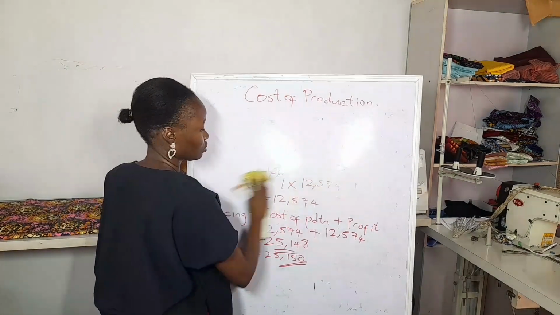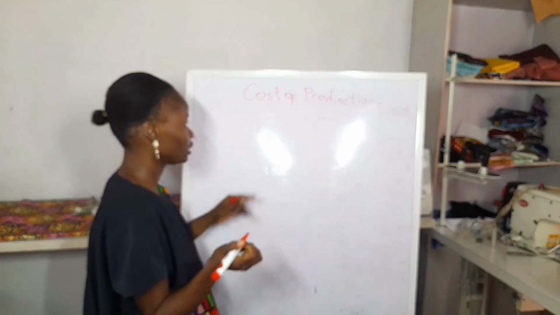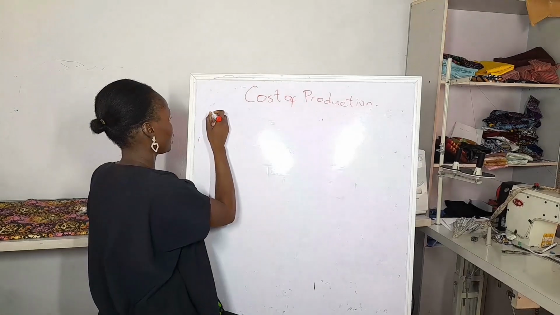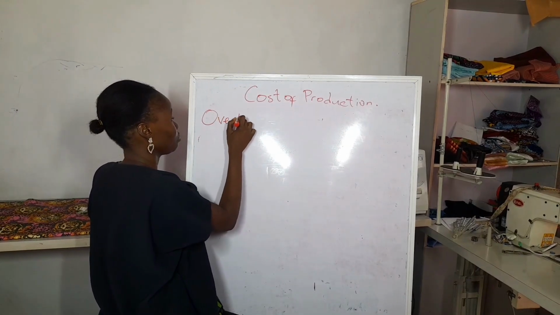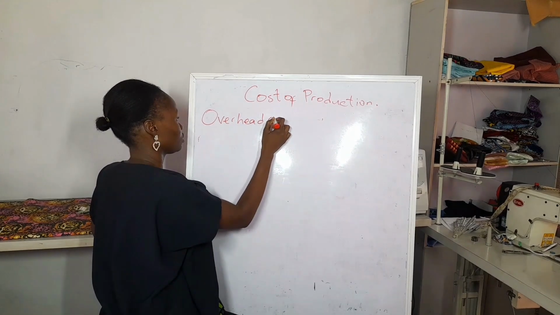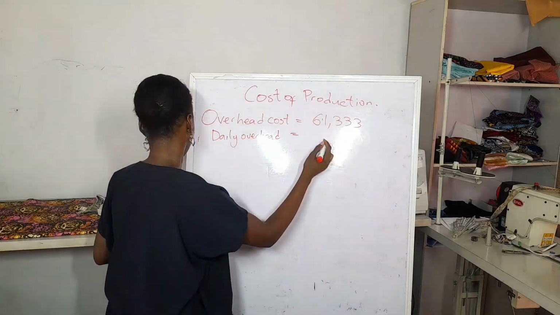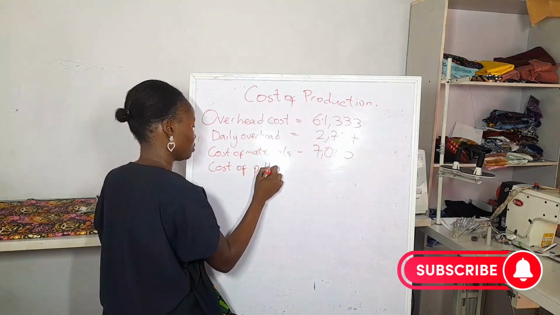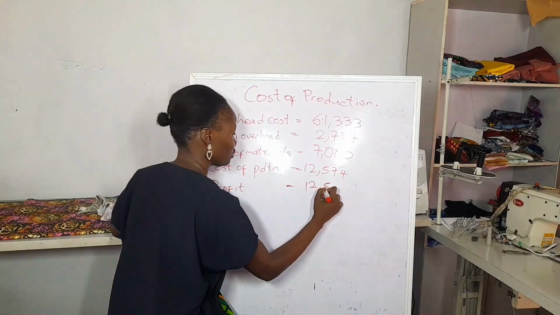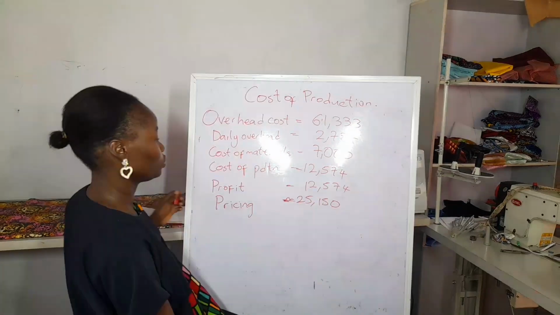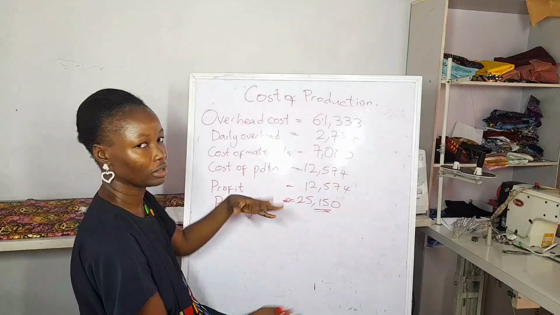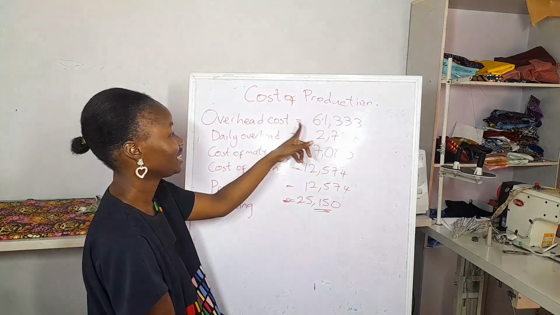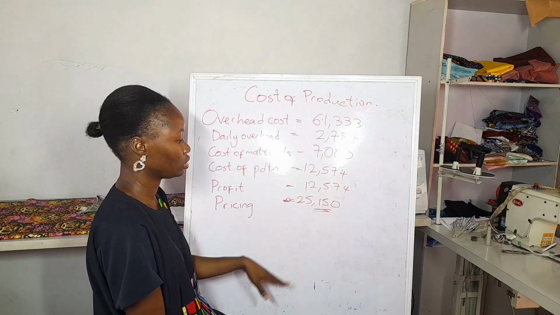So from all what we've calculated now, you've seen our price. So let me write all our calculations now. Our first calculation was what? Our overhead costs, which is the monthly overhead costs. This was all the calculations. So you can go back to the video, move forward, whatever. So see how we arrived at all these calculations now.